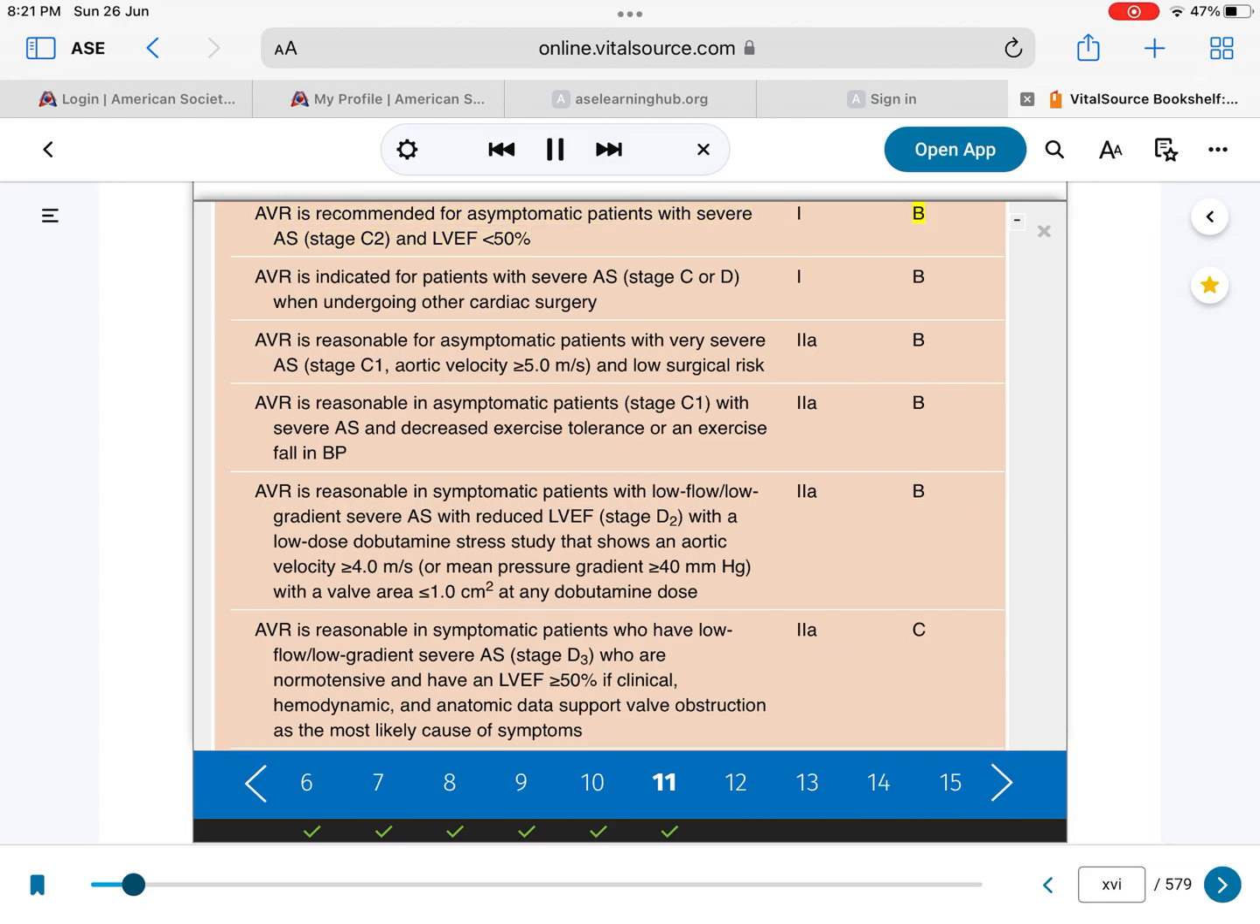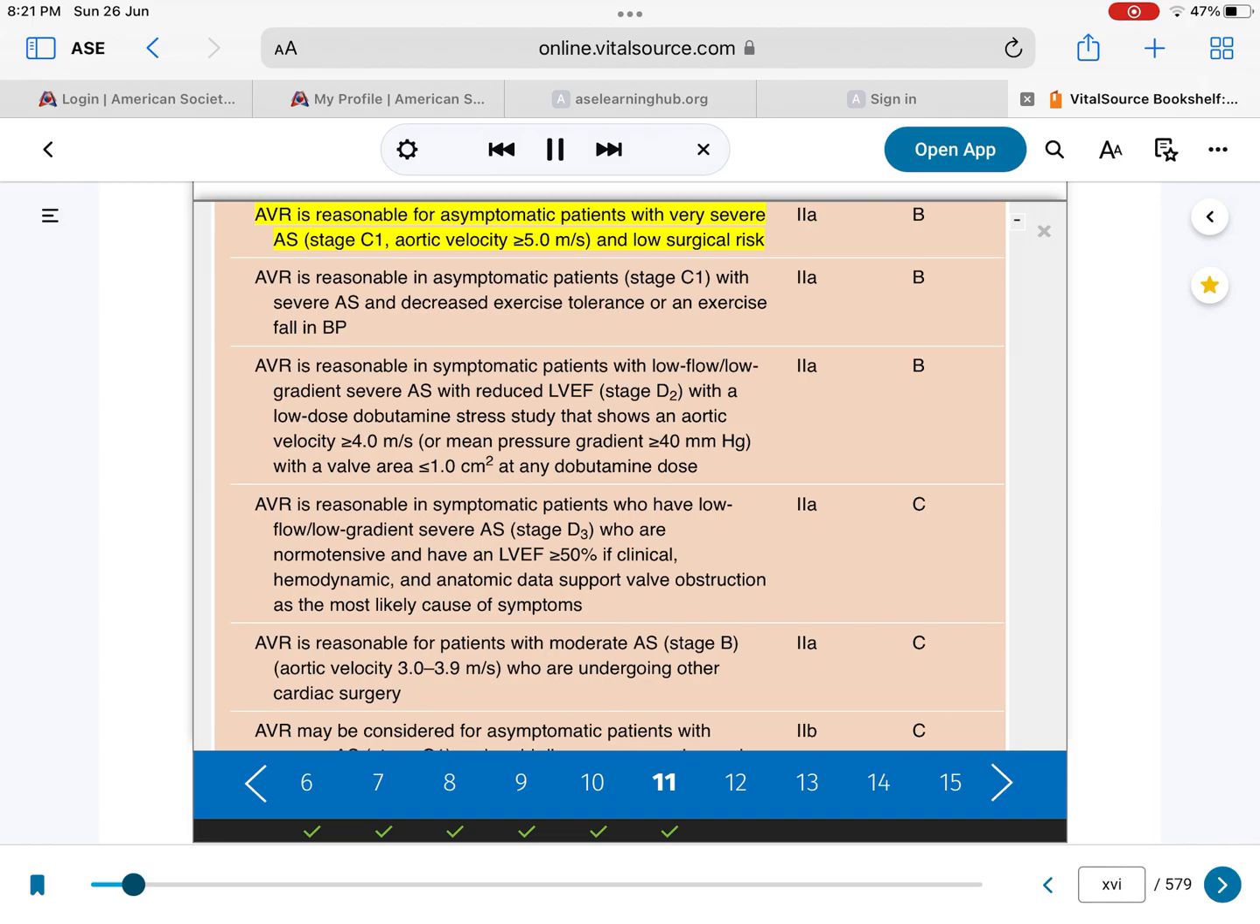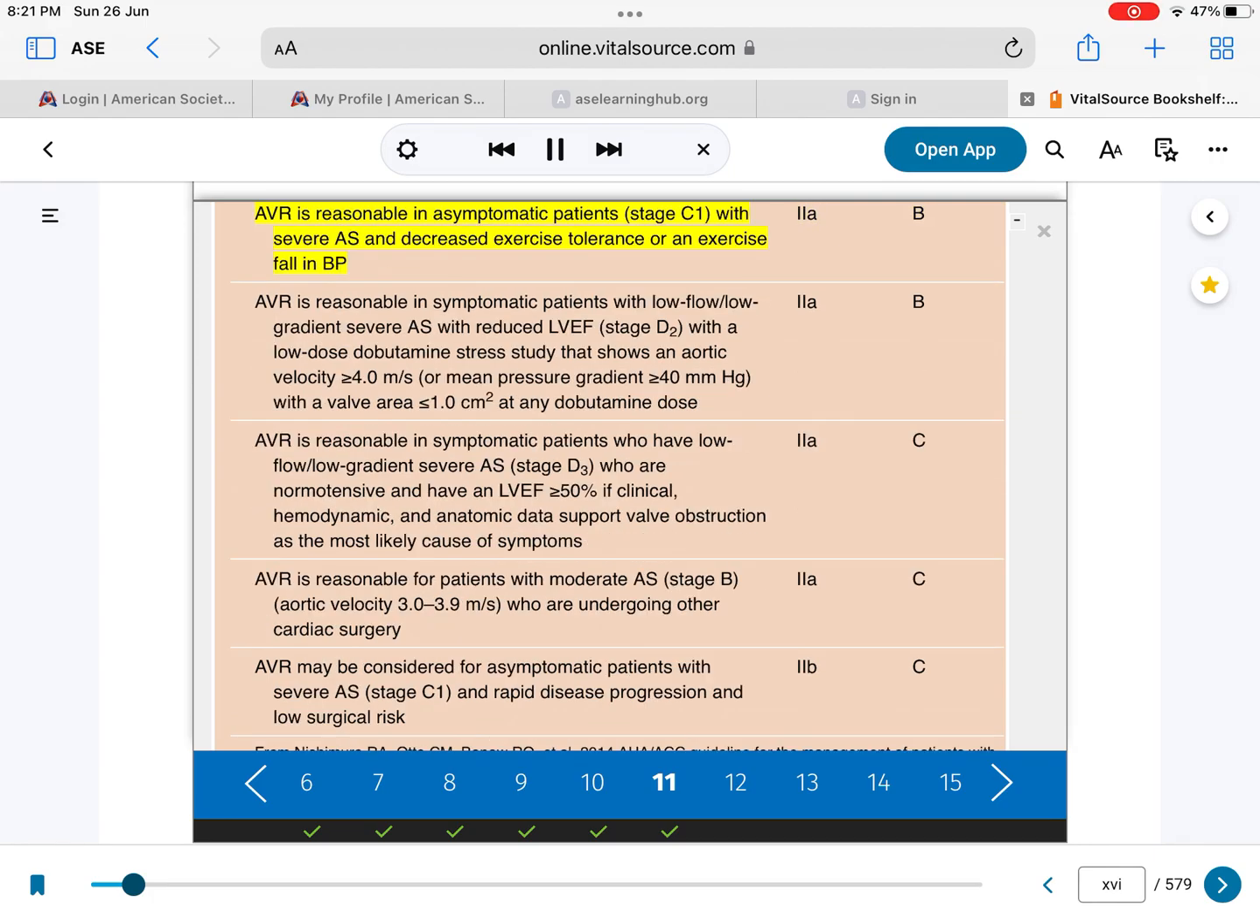Class I, Level B. AVR is indicated for patients with severe AS, Stage C or D, when undergoing other cardiac surgery. Class I, Level B. AVR is reasonable for asymptomatic patients with very severe AS, Stage C1, aortic velocity ≥5.0 m/s, and low surgical risk. IIa, Level B. AVR is reasonable in asymptomatic patients, Stage C1 with severe AS and decreased exercise tolerance or an exercise fall in BP.